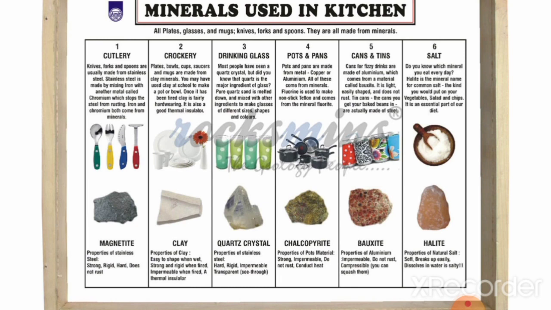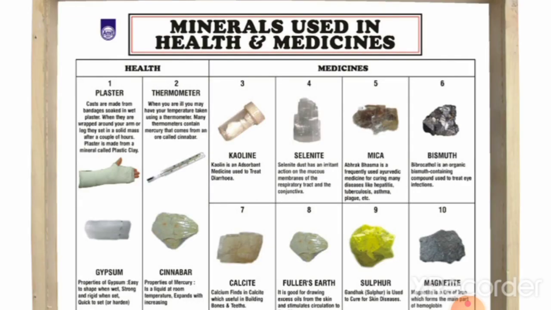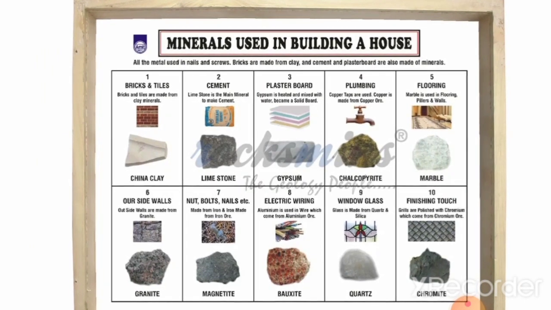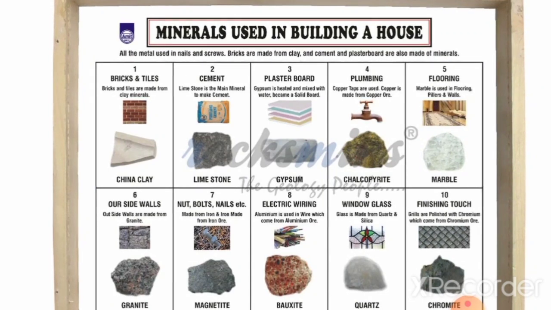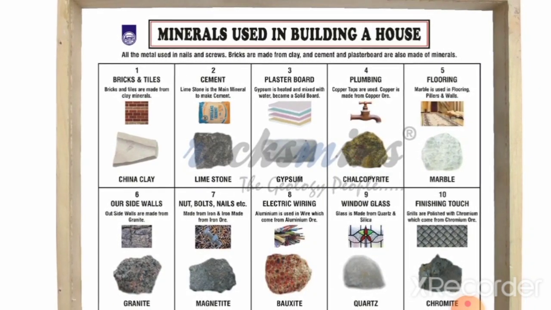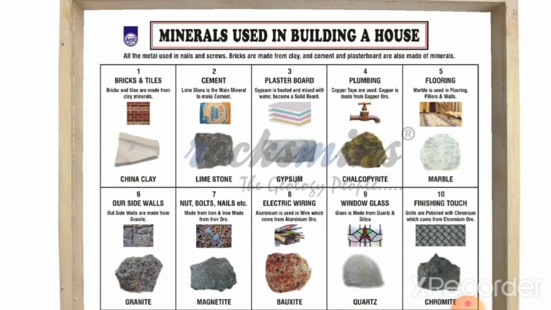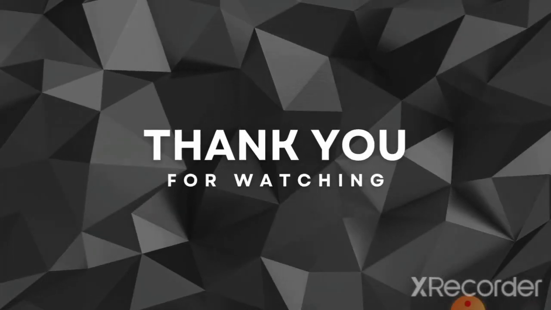So, the different ways minerals are useful in the kitchen are that they are used for cutlery, drinking glasses, pots, and pans. They are used as plaster, in thermometers, as ceiling, and so many others. They can also be used in building houses, such as the main ingredient in making cement, plasterboard, plumbing, flooring, electric wiring, and so on.